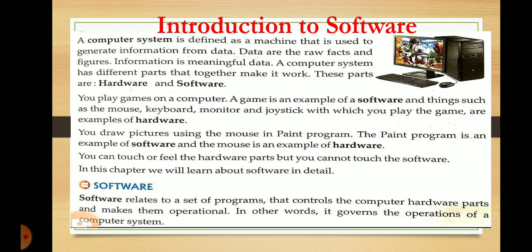In this chapter, I will focus on software. Software relates to a set of programs that controls the computer hardware parts and makes them operational. In other words, it governs the operations of a computer system. Types of software. In computers, there are mainly two types of software, and they are application software and system software.